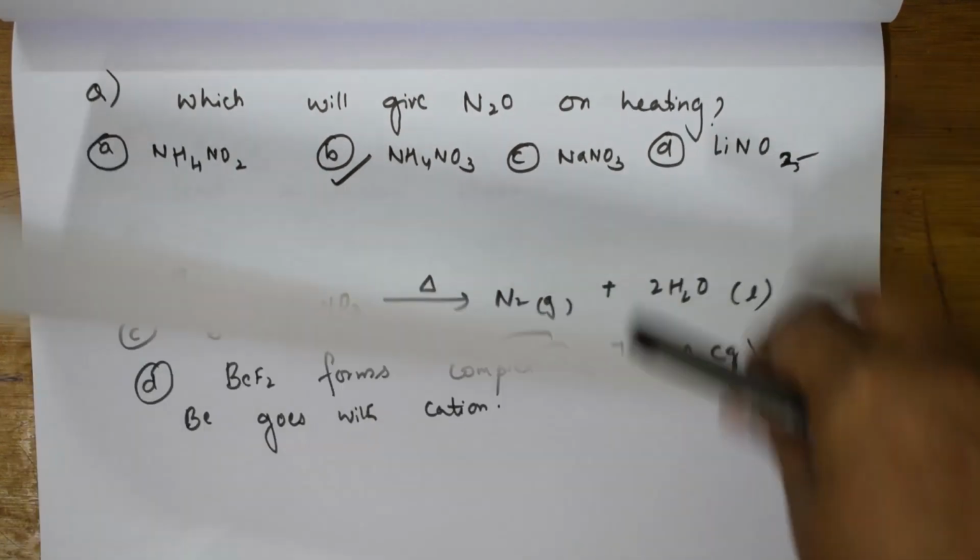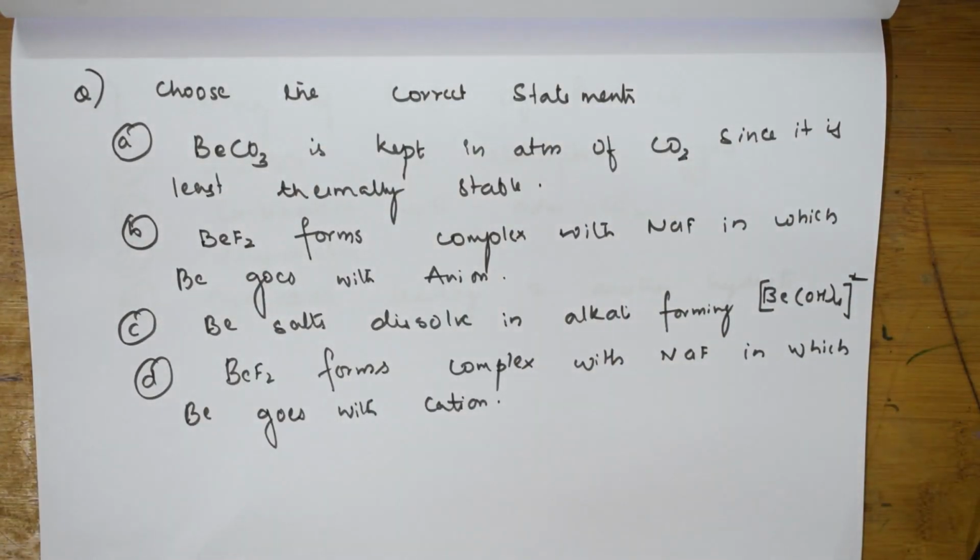So, let us see the next question. What is the next question? Choose the correct statement. Fine. Beryllium carbonate is kept in an atmosphere of carbon dioxide since it is least thermally stable. Correct statement, according to me, yes, this is right.